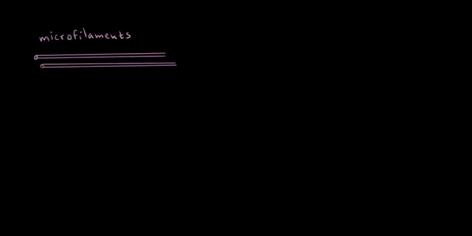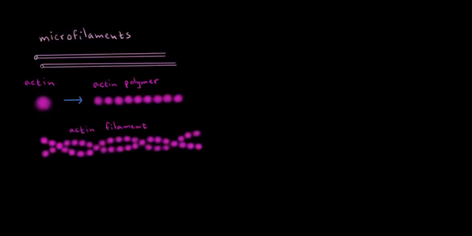Microfilaments are found in the cytoplasm, and they are composed of a protein known as actin. Many molecules of actin will join together to form an actin polymer, and then the actin polymers will twist around each other to form an actin filament. Microfilaments are mainly involved in the growth movement of the cell.